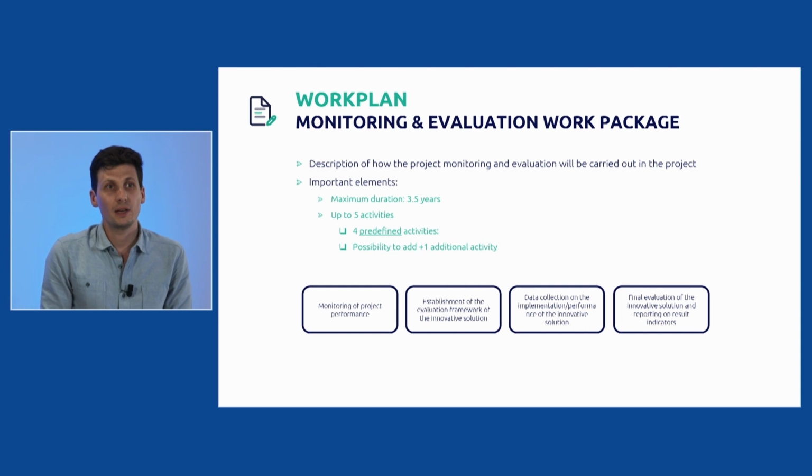Second horizontal work package, the monitoring and evaluation. As it was said before, the initiative aims to be, in a sense, the urban lab of Europe. So this monitoring and evaluation work package is where you are going really to take a closer look to how well is progressing your project during its implementation. So here you will have 4 predefined activities and the possibility to add one additional activity.